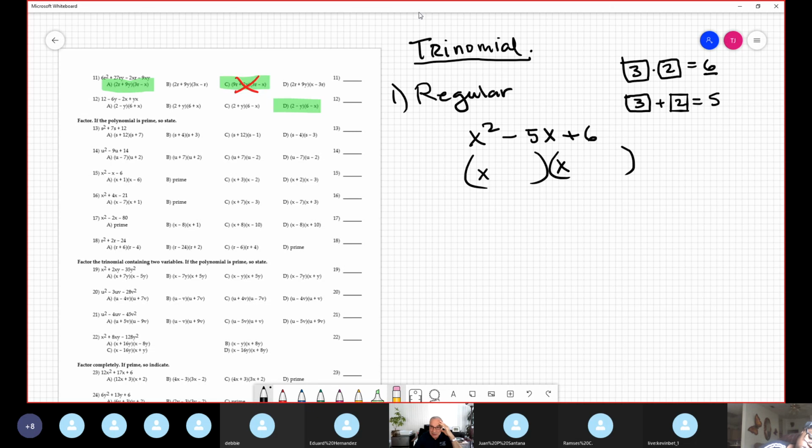So this 6 is this 6 in the original, and this 5 is this 5. This is the key to open the door. You copy 3 and 2, and you put a sign, in this case negative both. Negative, because negative 3 times negative 2 is positive 6, like the original, and negative 3 plus negative 2 is negative 5, like the original. Okay, this is the regular.